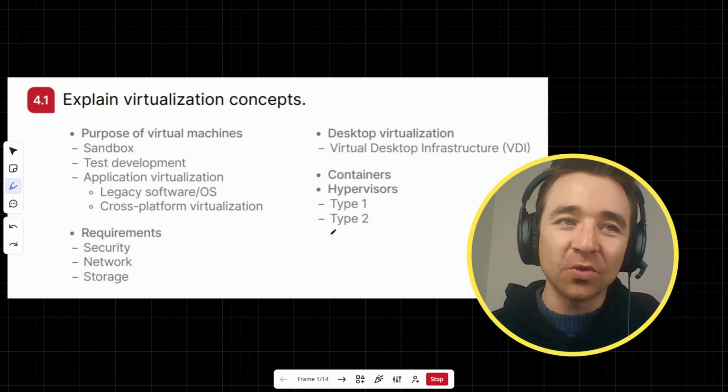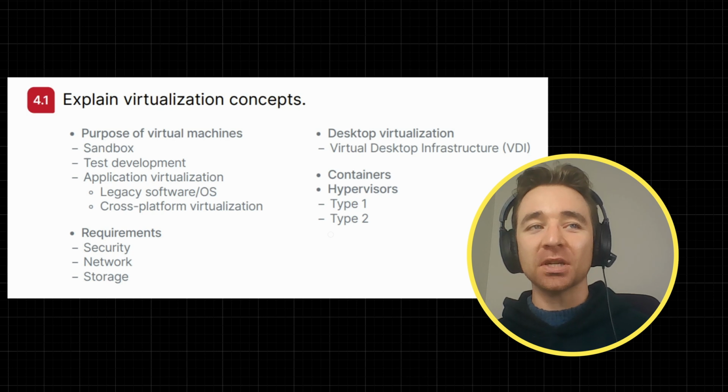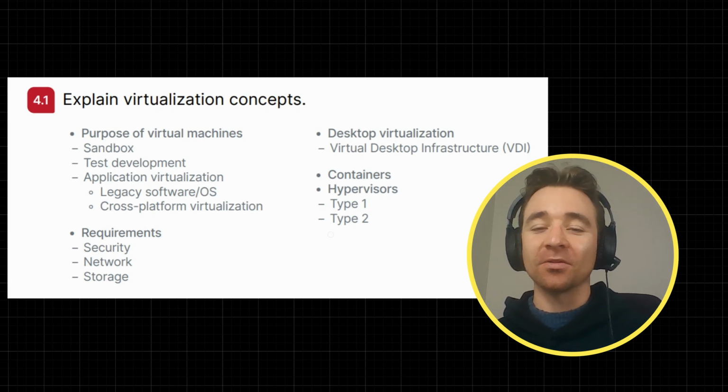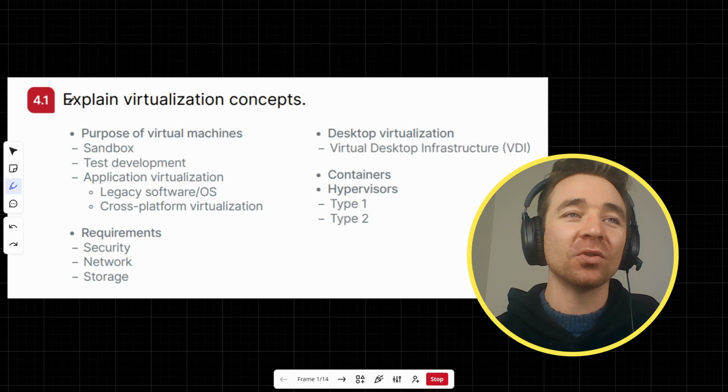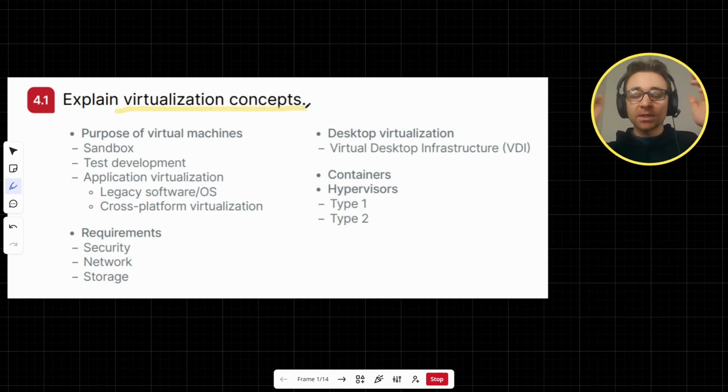Hello guys and welcome to another A+ 220-1201 lesson. This time we're going to be having a look at exam objective 4.1. You're done with exam objective 3. Congratulations. 4.1, we're going to be taking a look at virtualization concepts, all right? So some virtual machine stuff coming up. Let's go ahead, get straight into it.